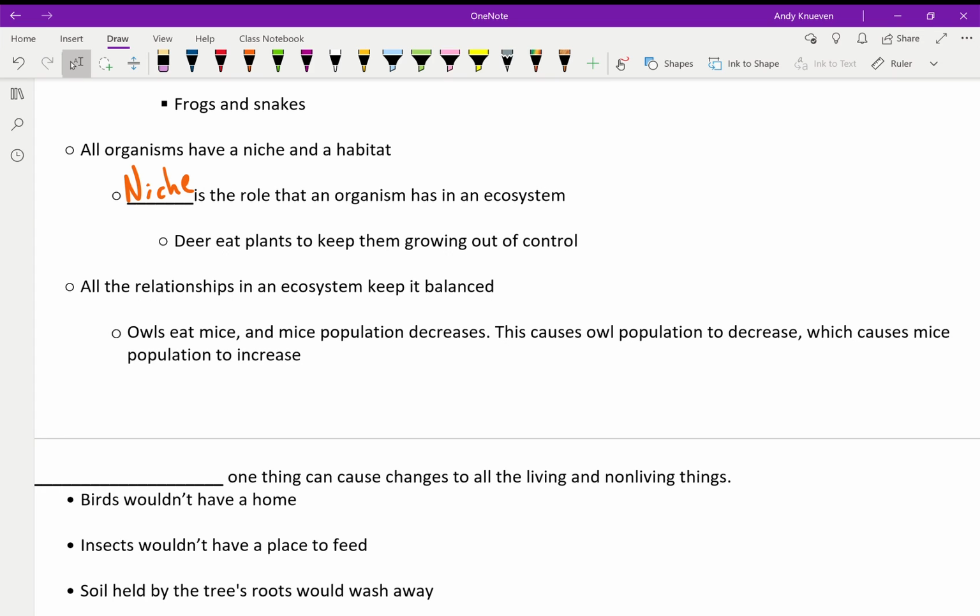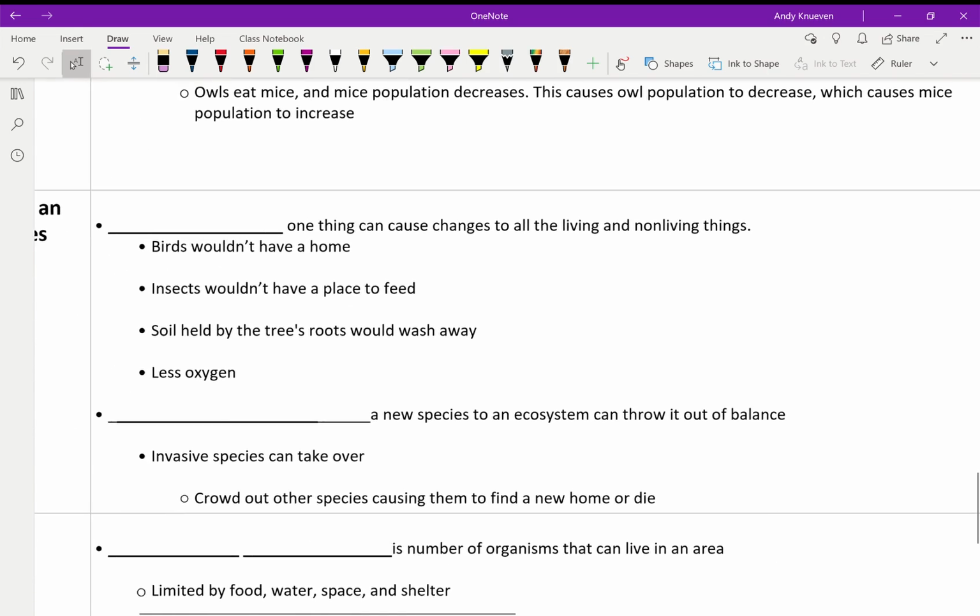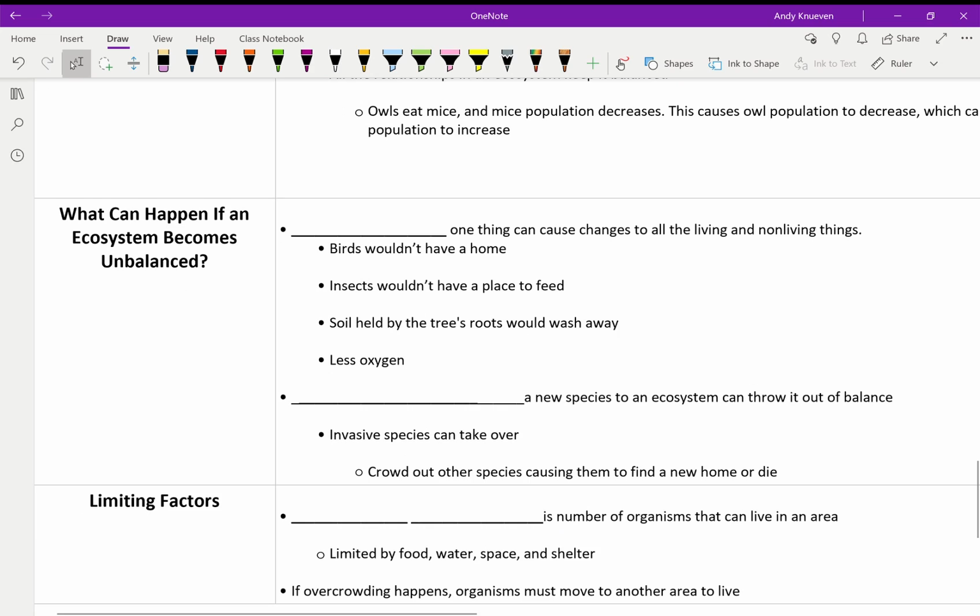So all the relationships in an ecosystem help keep it balanced. Again, going back to some of our predator and prey, owls eat mice, and the mice population will then decrease. But then this causes the owl population to decrease because there aren't any mice for the owl to eat, which then causes the mice population to increase if the owl population decreases. So it's, again, a balance, kind of like a teeter-totter. Now, what can happen if ecosystems become unbalanced?